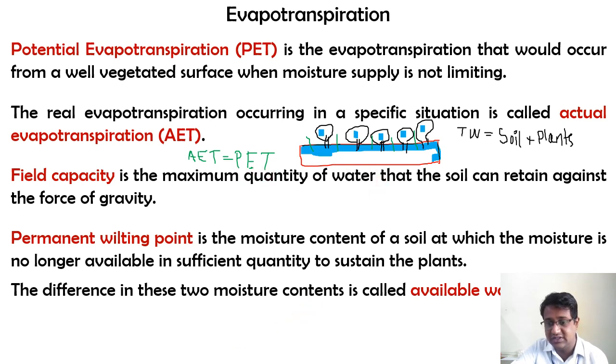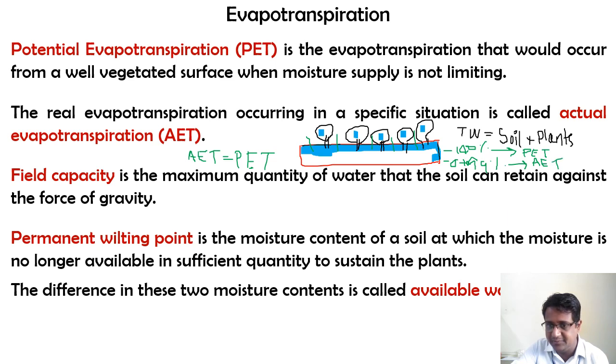Just for the sake of explaining again, imagine the soil moisture content is 100%. At that point, theoretically, the evapotranspiration that occurs we call PET. Whereas for AET, it will be 0 to 99% soil moisture in the soil, and the evapotranspiration that occurs at that point, you call AET.